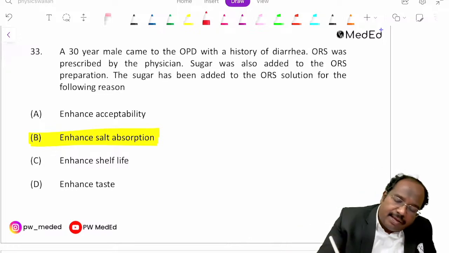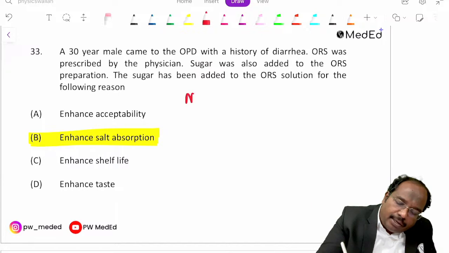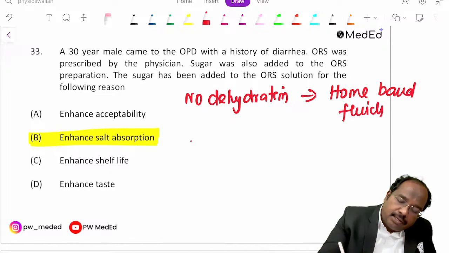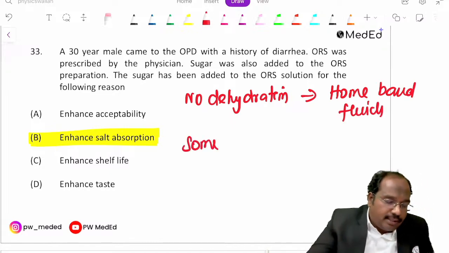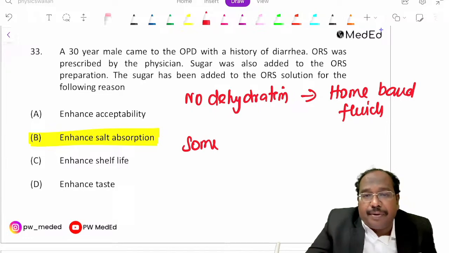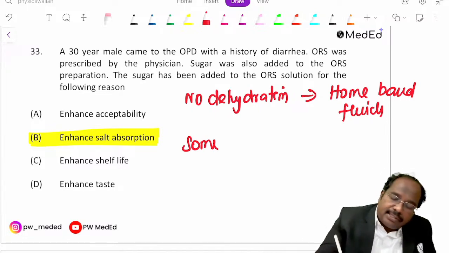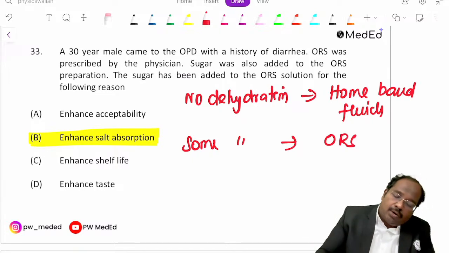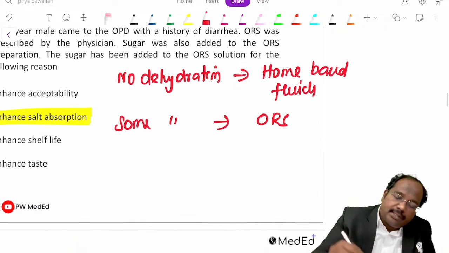Here we are dividing the patients into no dehydration, where you are going to give home-based fluids like rice water and dal water. For some dehydration, you are going to provide ORS.